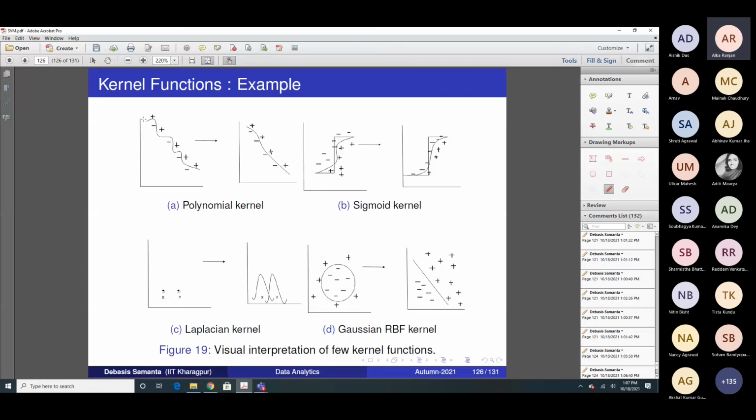This is an example of a polynomial kernel, because here your nonlinear form looks like this, and then you can apply the polynomial kernel to your data. Similarly, if the nonlinearity in your data is of this form, then you can apply the sigmoid kernel. If the data is of this kind, then the nonlinearity is applicable, so in that case you can apply the Laplacian kernel. And this is one example which I gave earlier also, taken from the Gaussian RBF kernel.